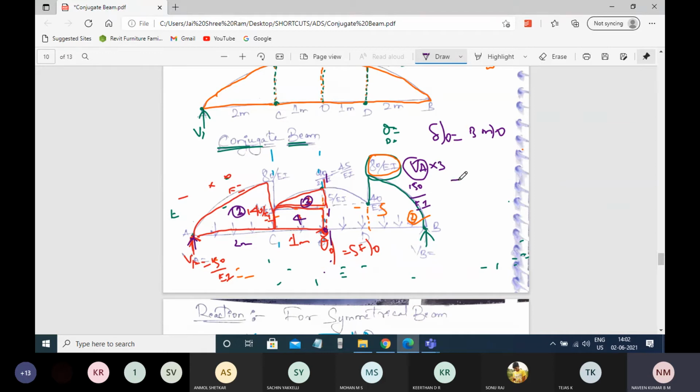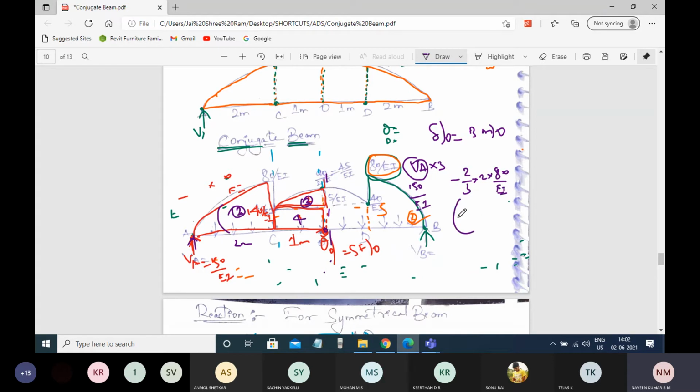So minus of, why minus? This particular area is rotating anti-clockwise. So what is the area of this particular portion? That is 2 by 3 times 2 times 80 by EI.